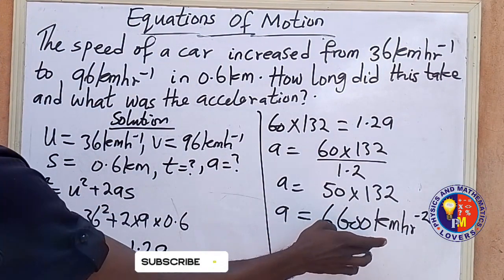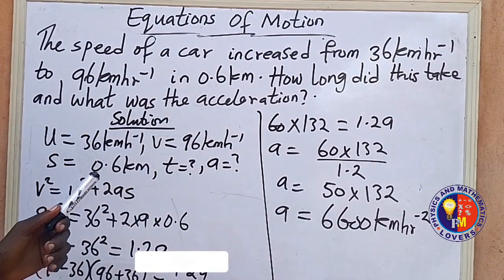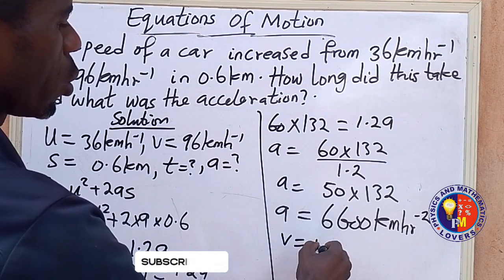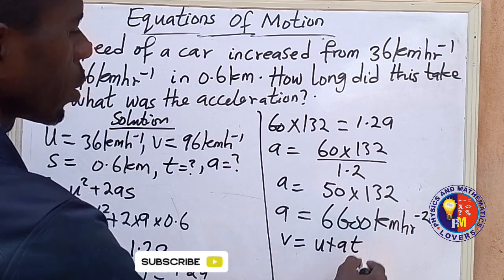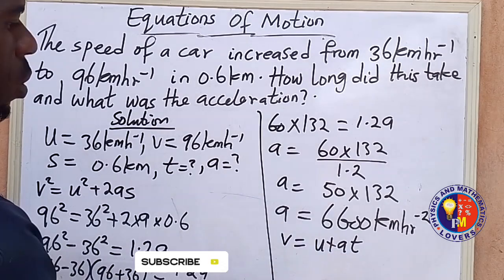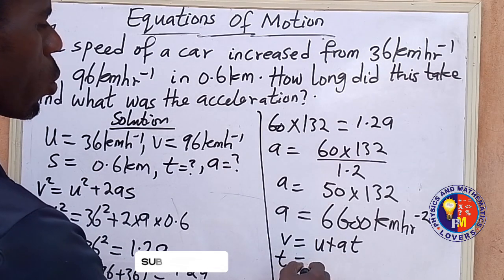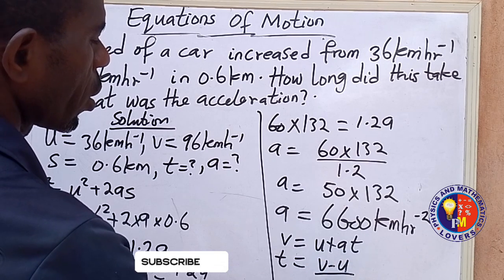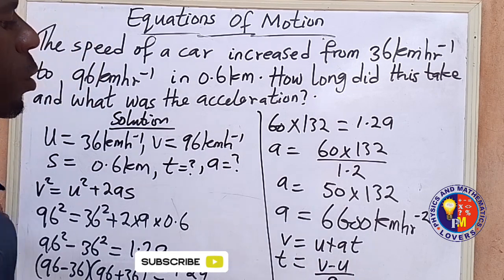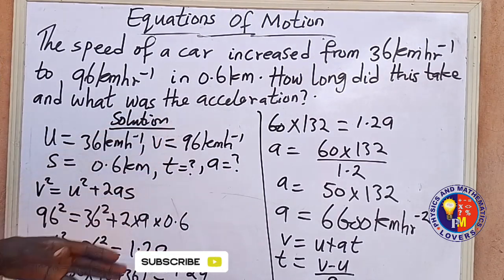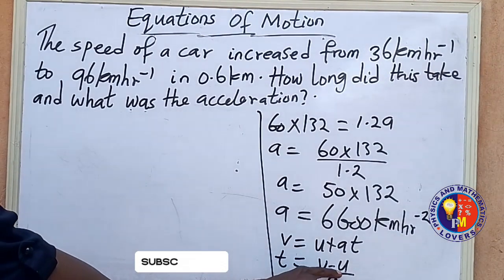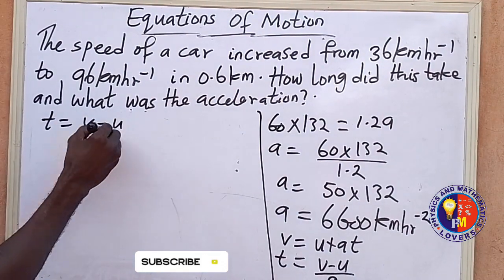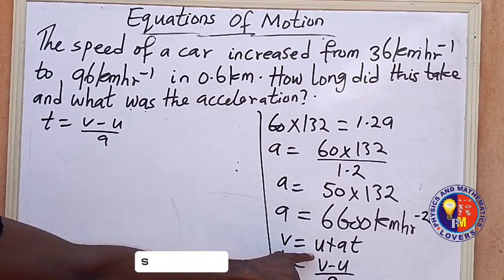So from here, you can calculate your time now that you have the acceleration. So for your time, v is equal to u plus at. So from here, let's make t the subject of the formula. So now you have t equal to v minus u all over a. So let us clean the board and finish it. We have that v minus u over a. That's your t. t is equal to v minus u over a, from that equation.